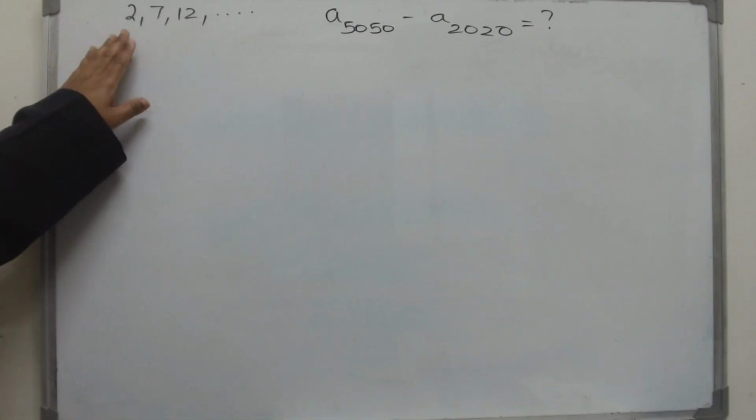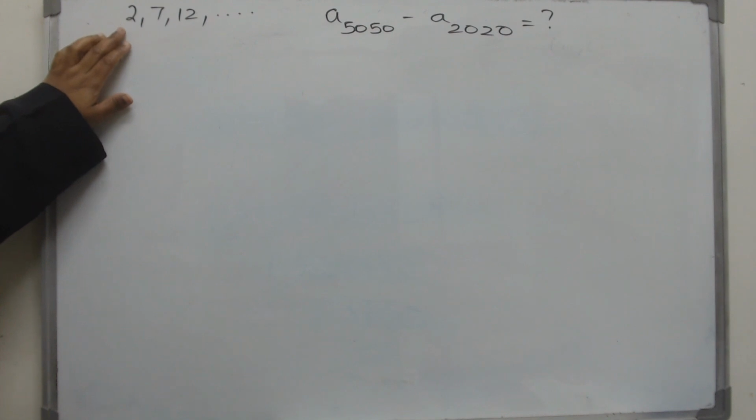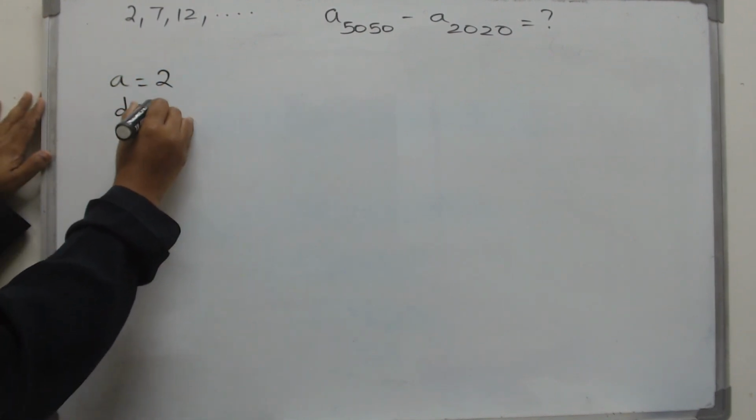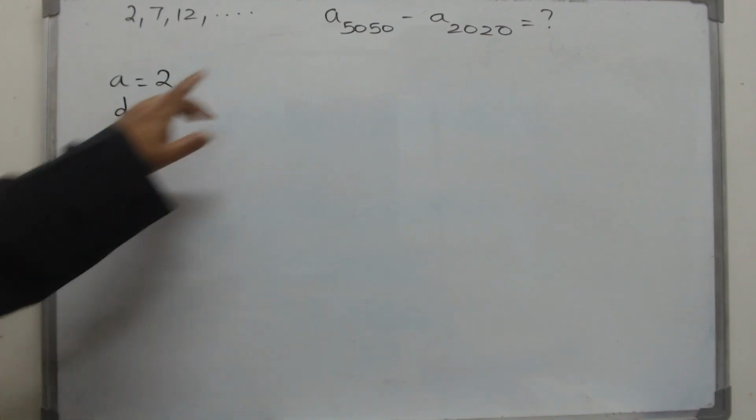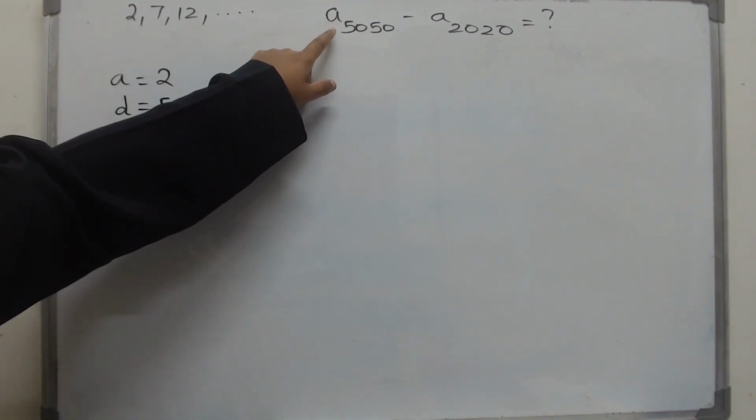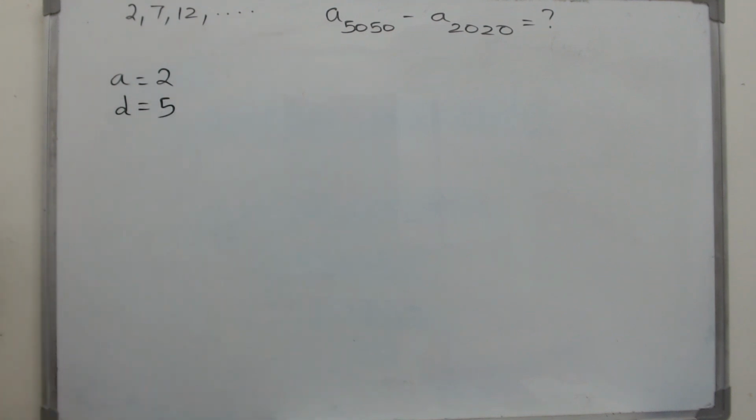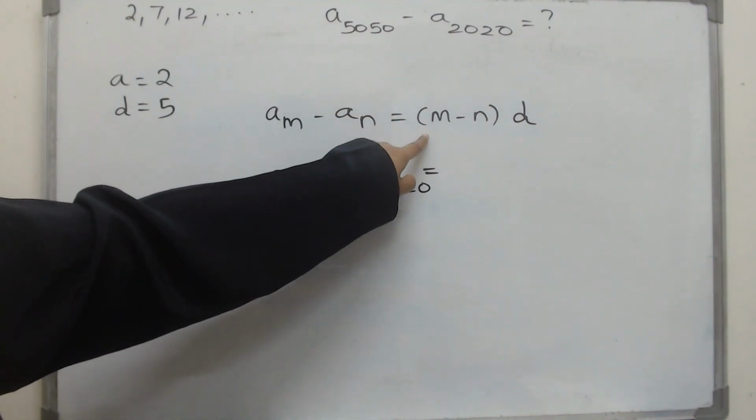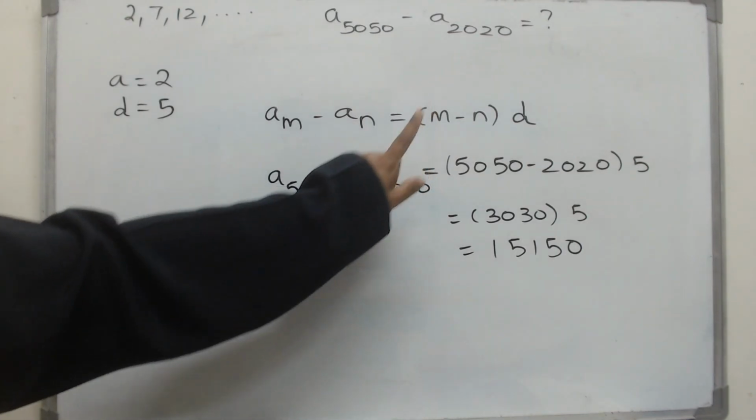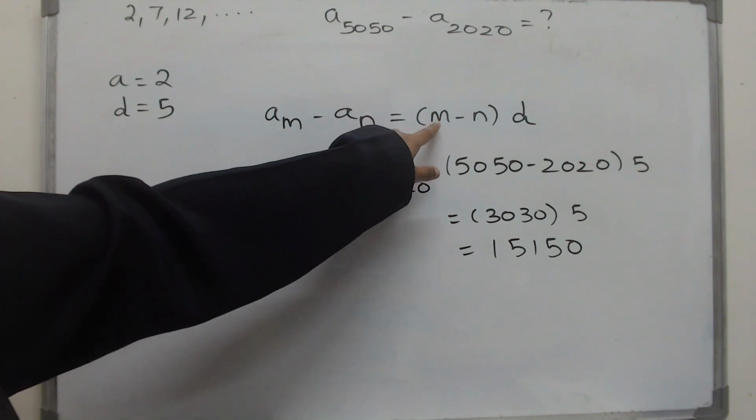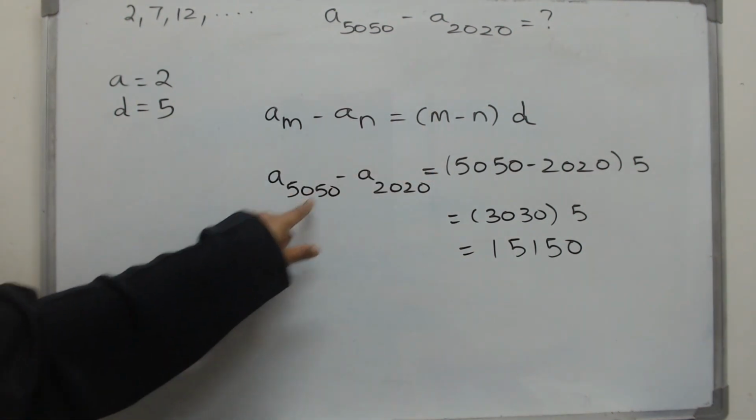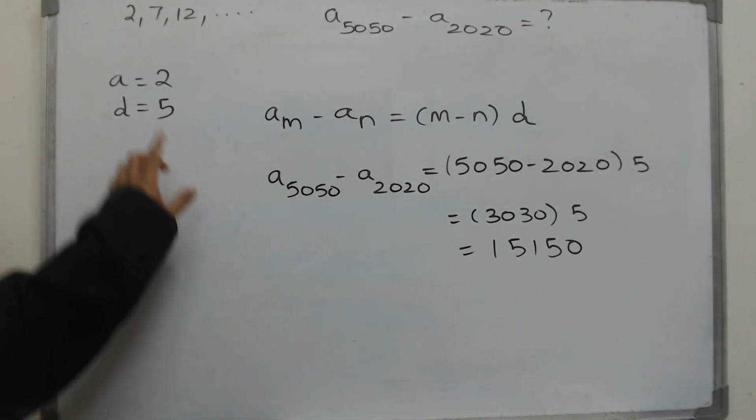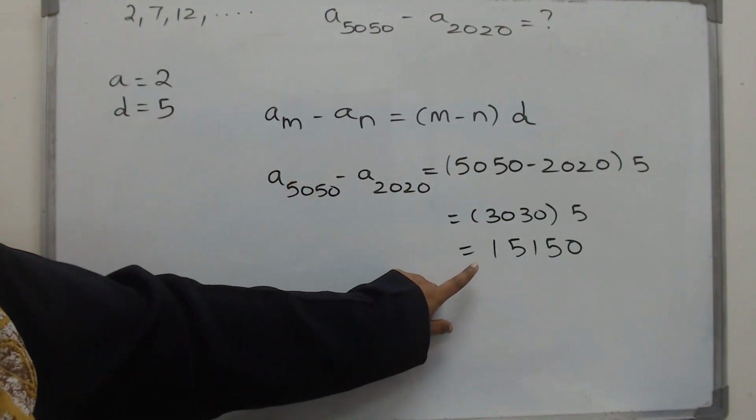Here we are given such an AP with the first term 2 and the common difference 5. What we need to find is the difference between these two terms. Now what is the formula for that? The difference between any two terms is given by such a formula. All you have to do is substitute the values. Your M is 5050, your N is 2020, and your D is what? It is 5. Substitute and you will get the answer.